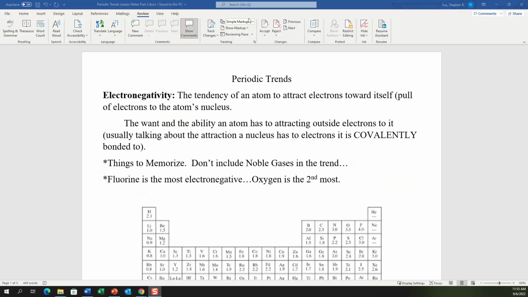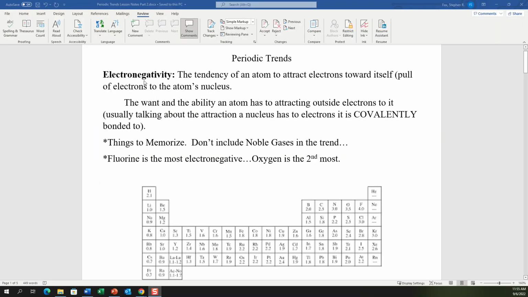All right. Now the next trend that we want to talk about is really important. Electronegativity. Okay. So the definition is the ability or the tendency that an atom has to attract electrons towards itself. So the pull an atom has on electrons, and the pull is the nucleus. How well can the nucleus attract other electrons, right?